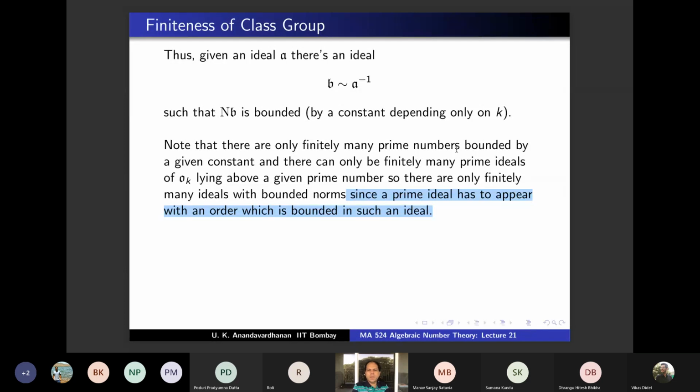So there are only finitely many prime numbers bounded by a given constant, and you know that there can be only finitely many prime ideals lying above a given prime number. So only these things can contribute to B, right? With whatever power is coming, because you are getting a B, and you are getting norm B is bounded. So inside B, norm B is an integer. So that's enough to show that it will be finite. Only finitely many such ideals can be there.